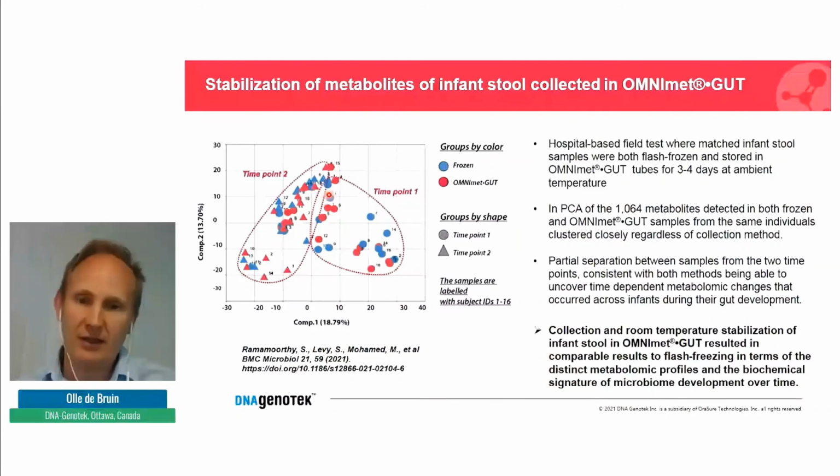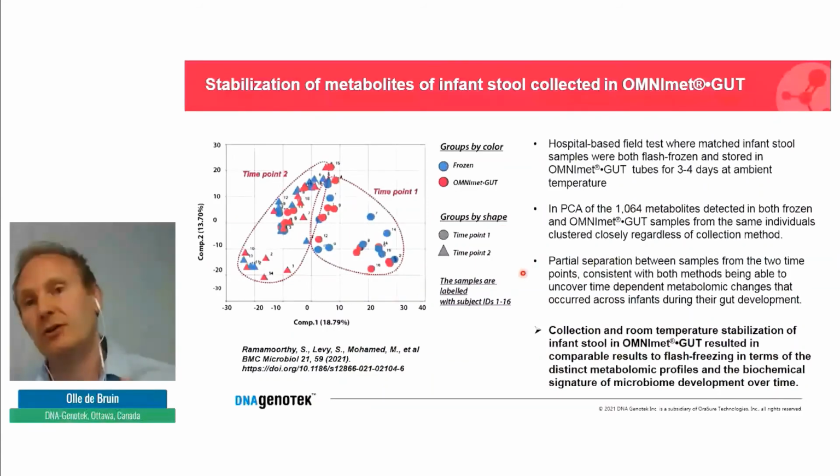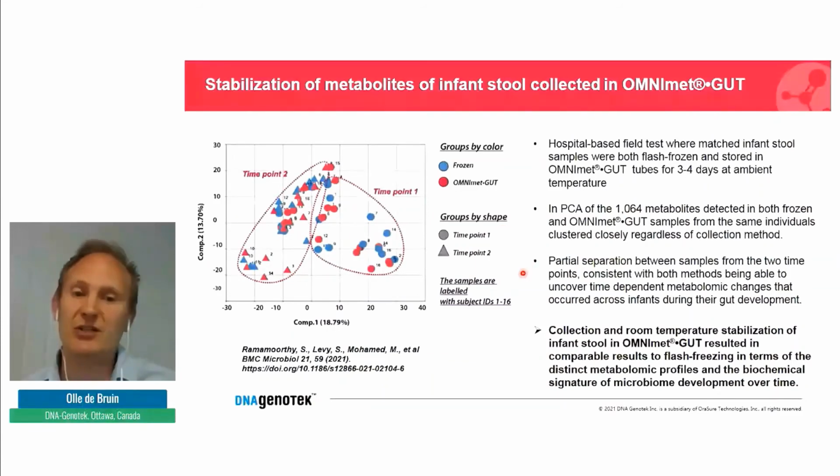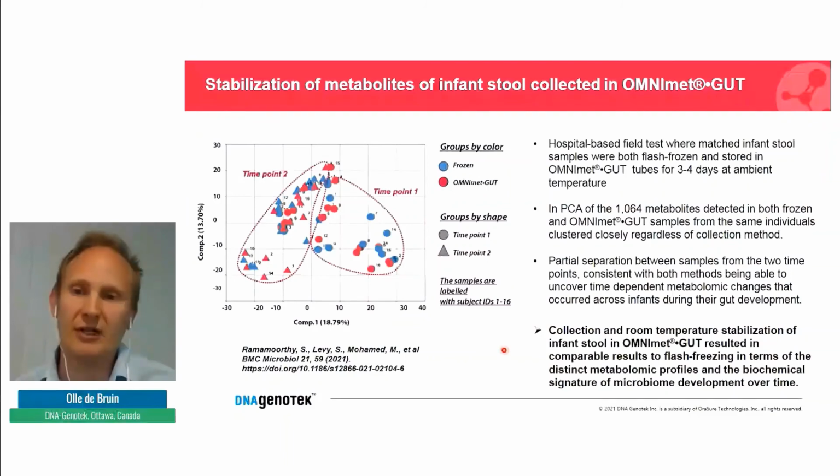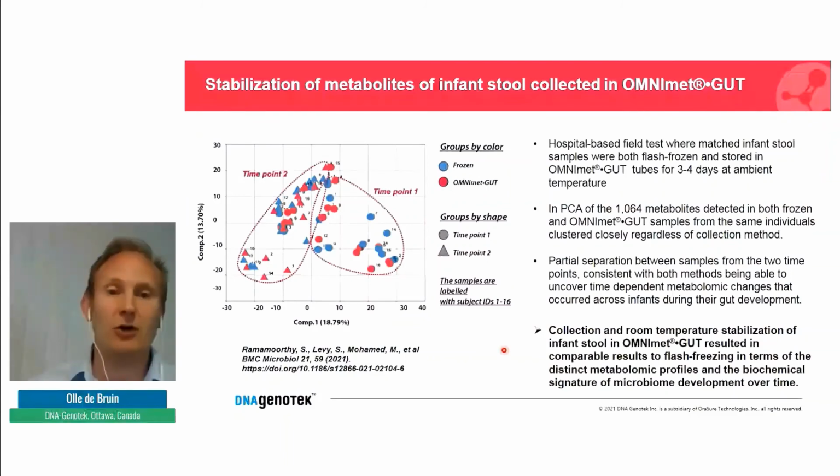So for example, subject 1, the blue and the red here together, and then number 5 as well, and 12, and so forth. And then a partial separation was also observed between the 2 different time points, so time point 1 and time point 2. This is consistent with both methods being able to uncover those metabolomic changes that occur in the infant during gut development. So I think this shows a good example of the utility of the OMNImet.GUT.